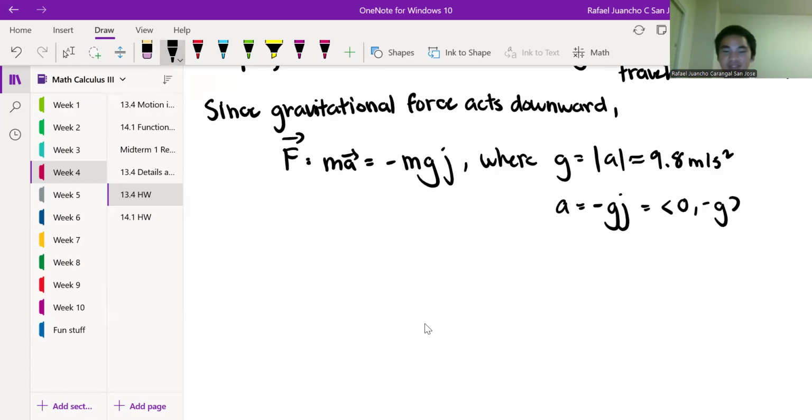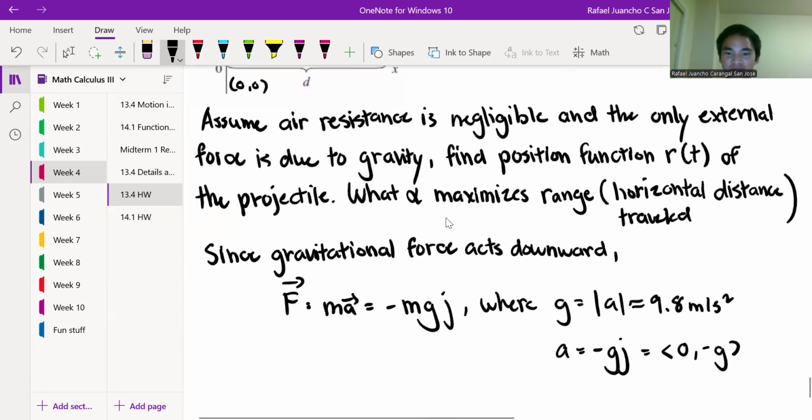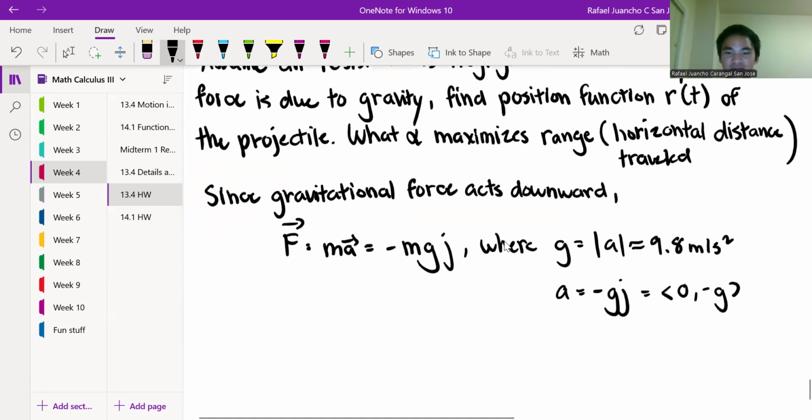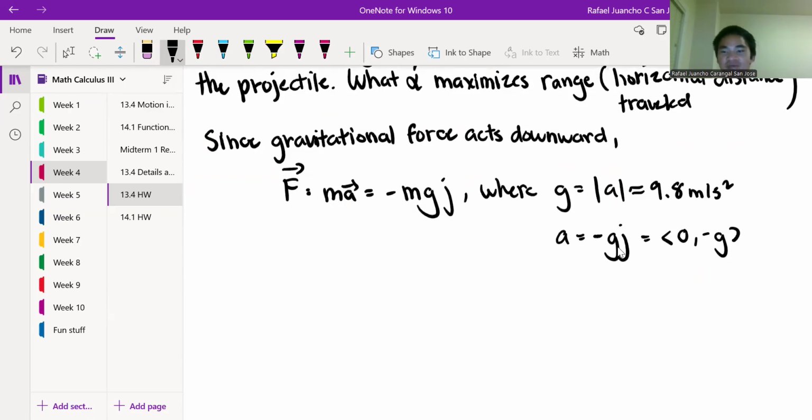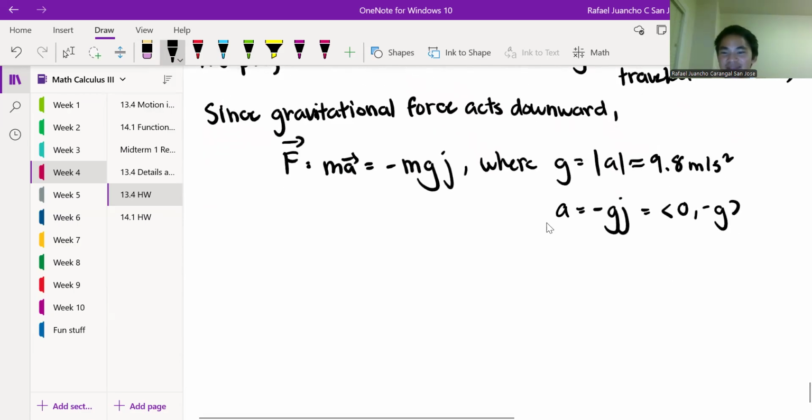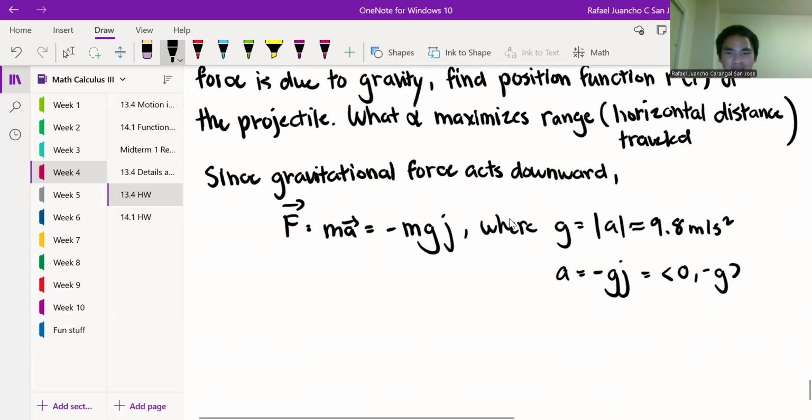It's pulling us down, so that we won't escape Earth. But yeah, that's the idea of that vector. Okay, what else?